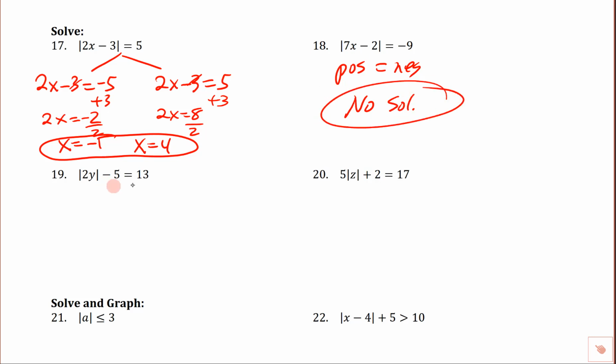Next one we want to isolate, so we're going to add 5. So we get the absolute value of 2y is equal to 18.